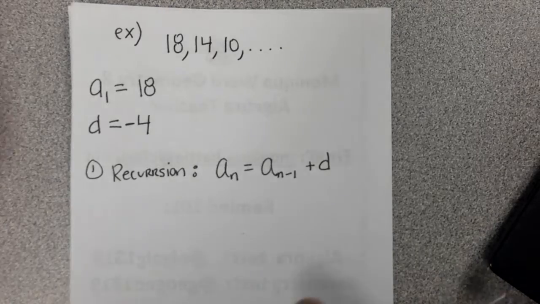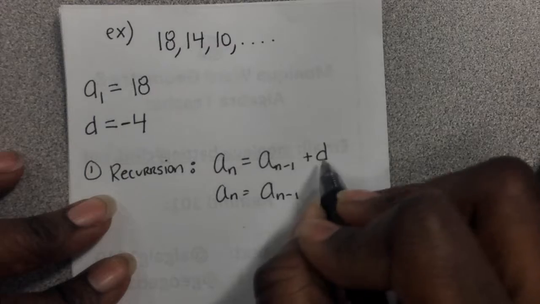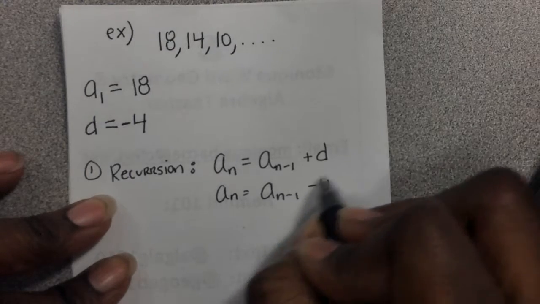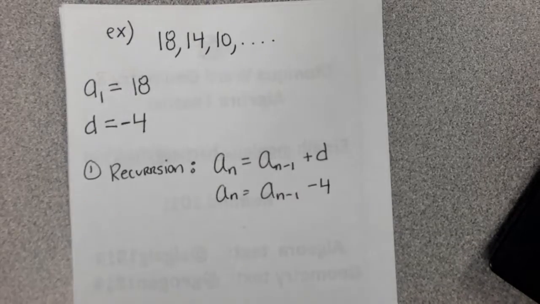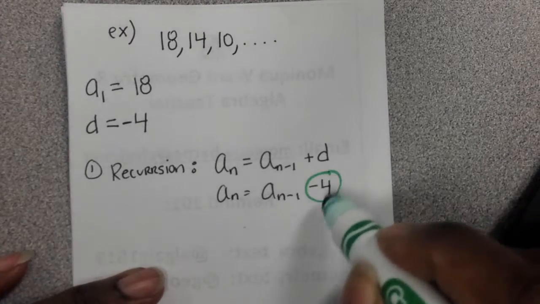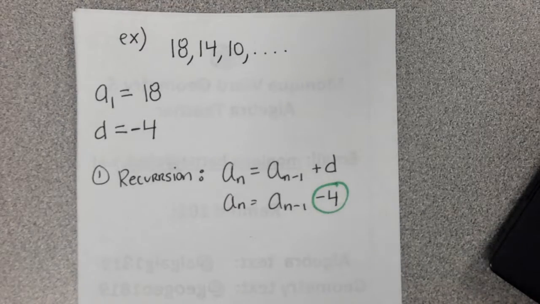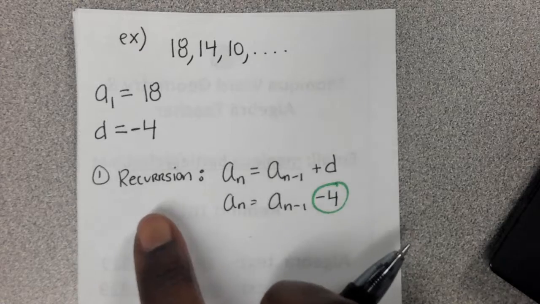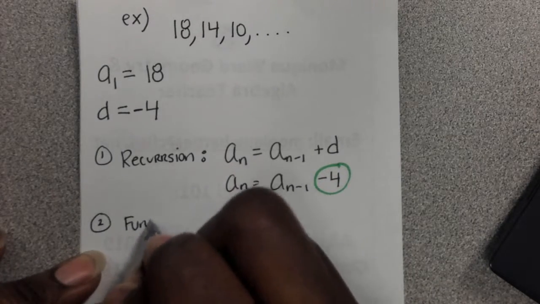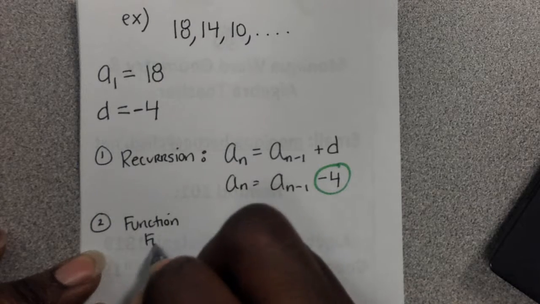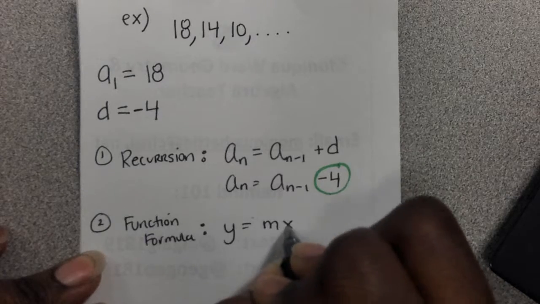And in the recursion formula, there's really only one important thing you need to look at. You need to look at what is back here, because this tells you what the common difference is. So this is the only thing that you need to plug in for the recursion formula. Everything else stays the same. We don't really use the recursion formula that much. The second thing is the function formula. The function formula is the good old y equals mx plus b.